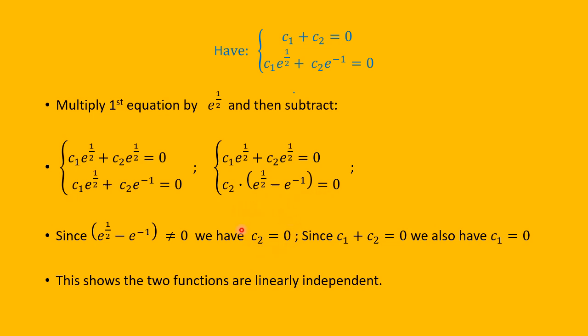So that forces C2 to be 0. We must have that C2 equals 0. But then, looking at the first equation, C1 plus C2 equals 0, and remembering that C2 equals 0, this is just the equation C sub 1 plus 0 equals 0, which gives us C sub 1 equals 0. And so, with the argument that started on the previous slide, we have shown that the two functions that we started with are linearly independent.